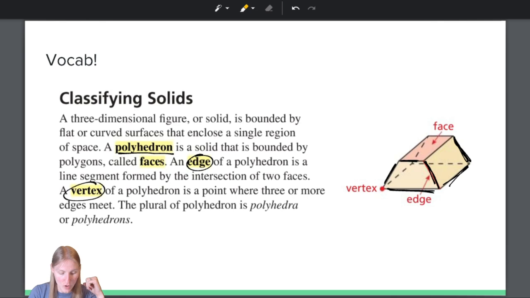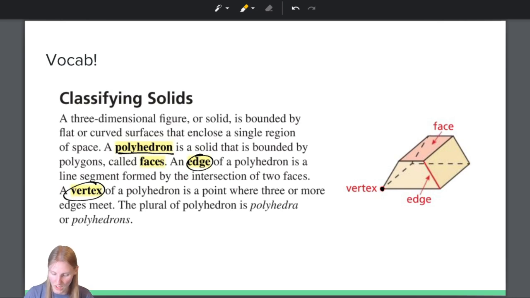Alrighty. A vertex of a polyhedron is a point where 3 or more edges meet. So basically all of the corners are your vertices. Singular is vertex, plural is vertices.